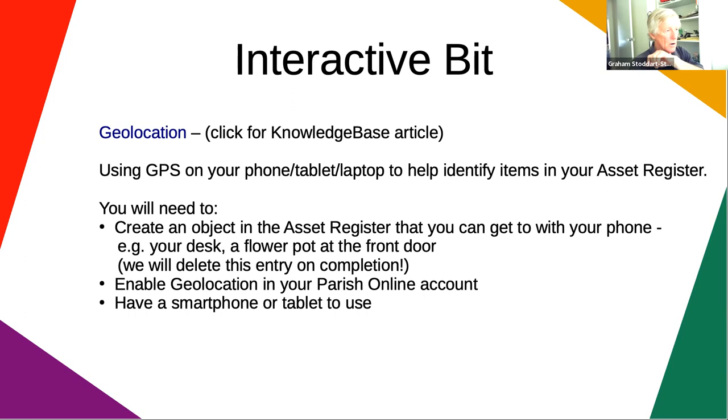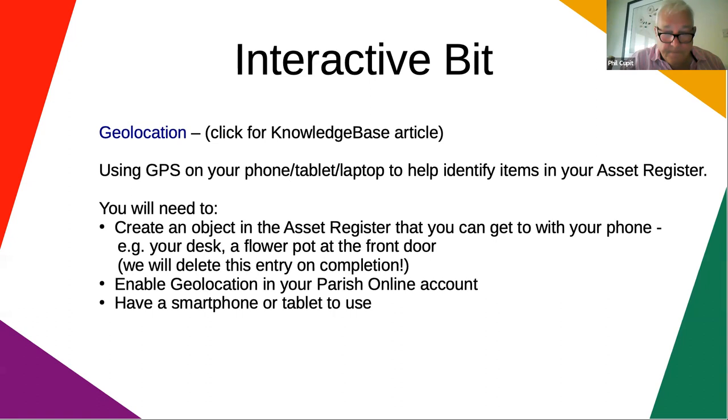To show you how you're going to work, you're going to, first of all, create an object in the asset register that you're going to use this morning. Normally you would go out and take a photograph of all your bus shelters or something like that. But today, I don't want you to go walking out the door. So we're going to put an item into the asset register that you've got close to you, for instance, your desk or a waste paper basket. So we're going to create that in your asset register. Then we're going to set up geolocation in your system and on your phone. And then we'll ask you to take a picture of the asset, and you'll see it arrive in the Parish Online account. Okay? Okay. So that's what we're going to do.